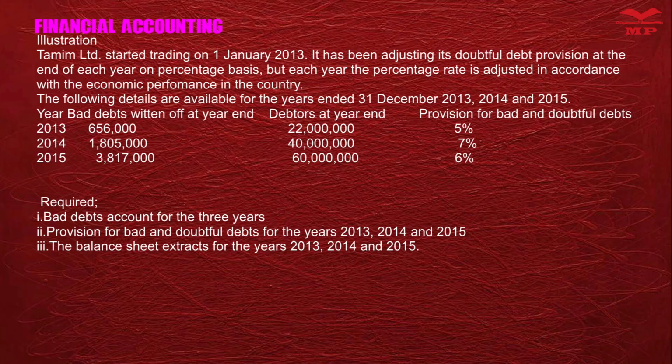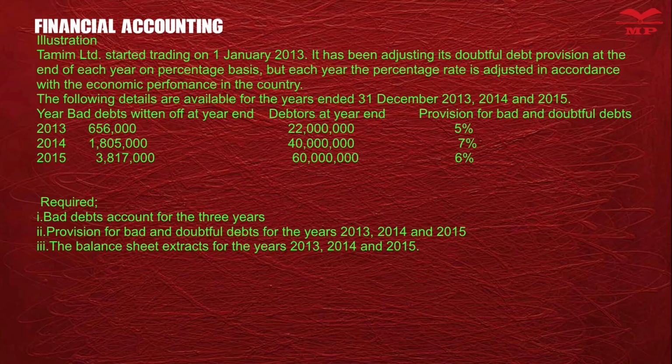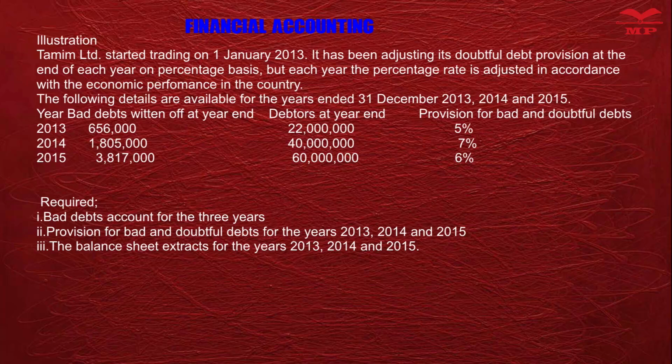The following details are available for years ended 31st December 2013, 2014, 2015. So we have the year, we have the bad debts written off, we have the debtors at year end, then you have provision for bad and doubtful debts required. Roman 1, bad debts account for the 3 years. Roman 2, provision for bad and doubtful debts for the years 2013 to 2015. Roman 3, the balance sheet extracts for the years 2013 to 2015. So we are required, first of all, to prepare bad debts account for the 3 years.